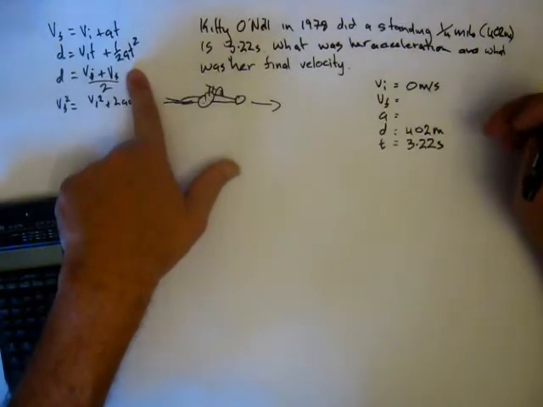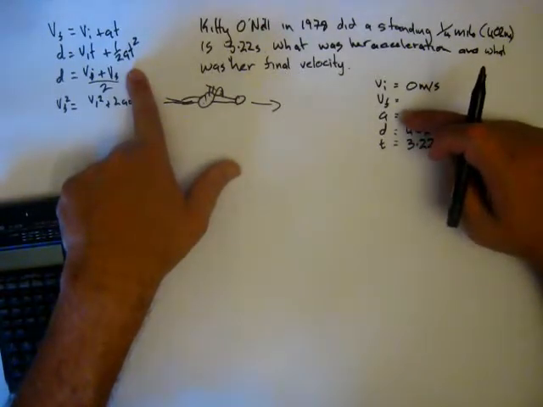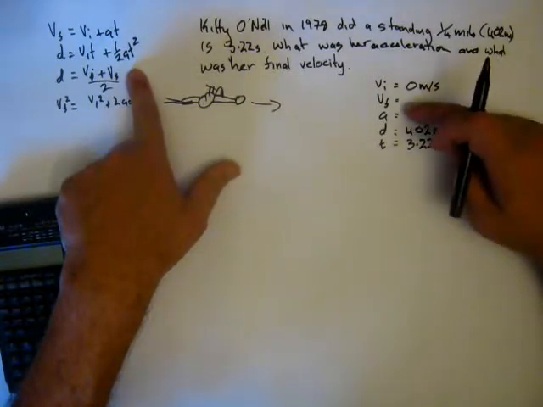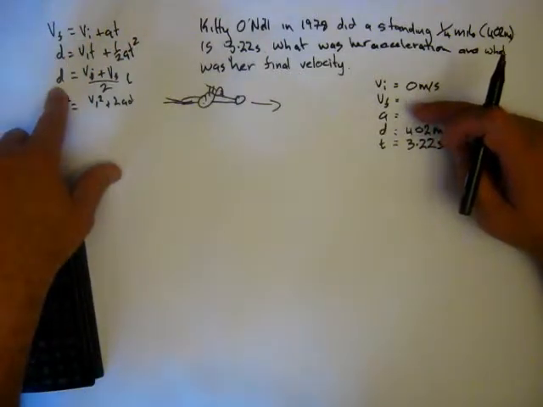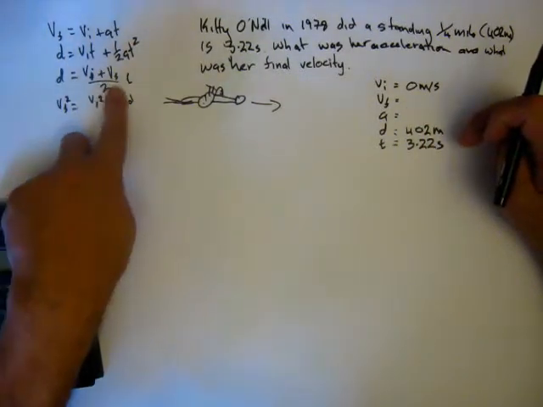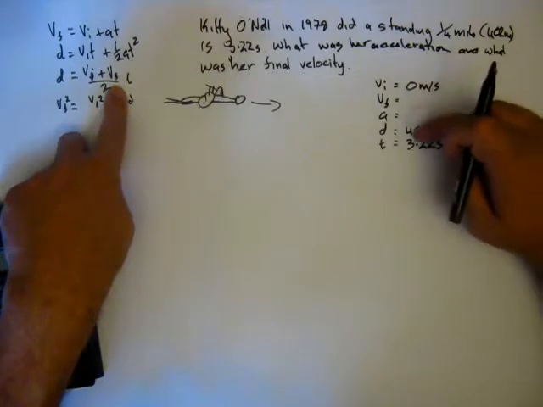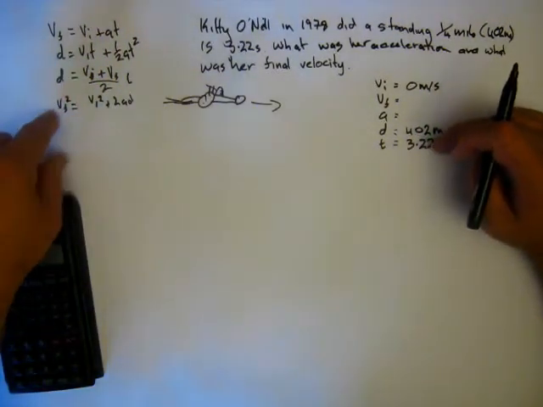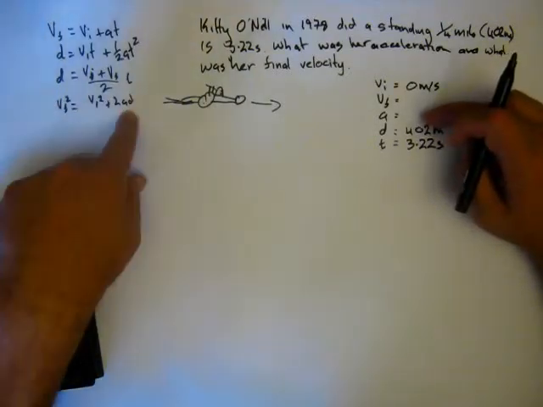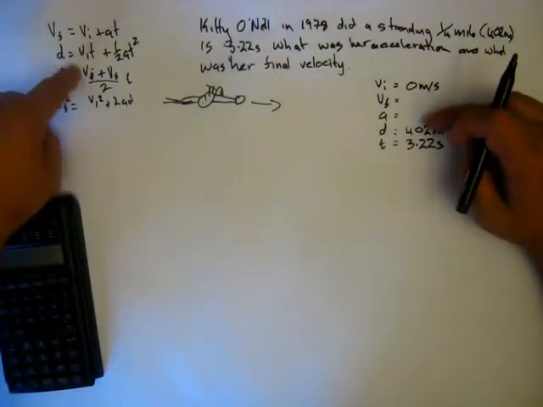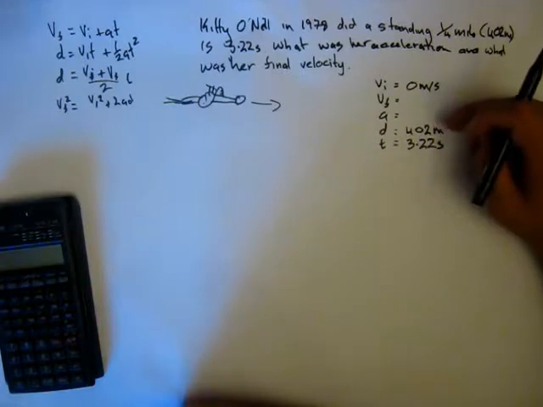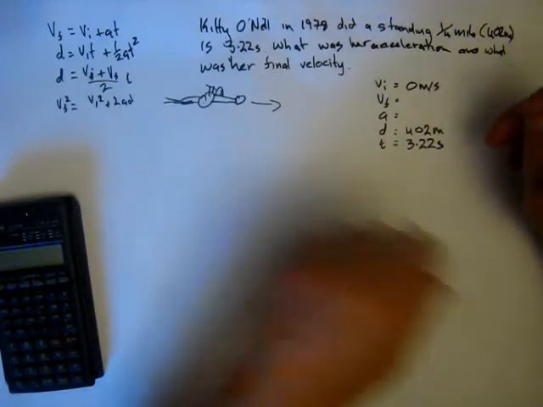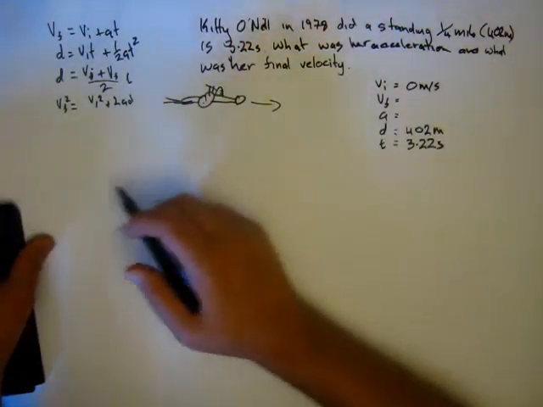Could we possibly use D equals VIT plus half AT squared? You can use that one. D is equal to half VI plus VF times T. We can use that one. Or VF squared is equal to... So we can use either of these two. It really is a case of if you pay your money, you take your choice. Just choose your favourite one.